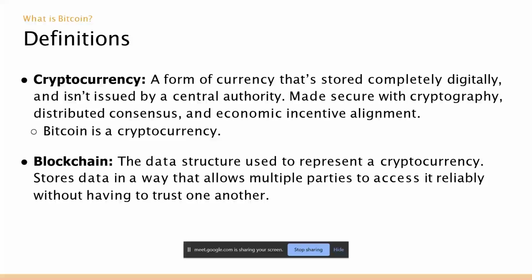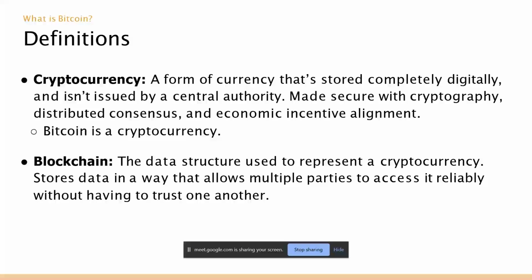Cryptocurrency is a form of currency that's stored completely digitally and isn't issued by a central authority, made secure with cryptography, distributed consensus, and economic incentive alignment. We'll talk about consensus and other stuff later on in this section. Now, an example of cryptocurrency is Bitcoin.